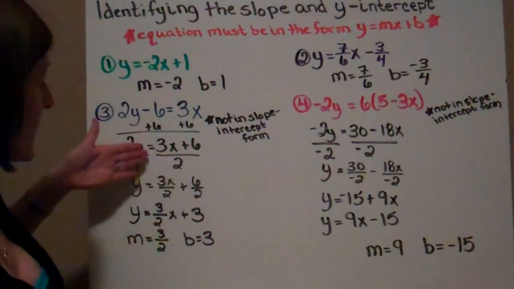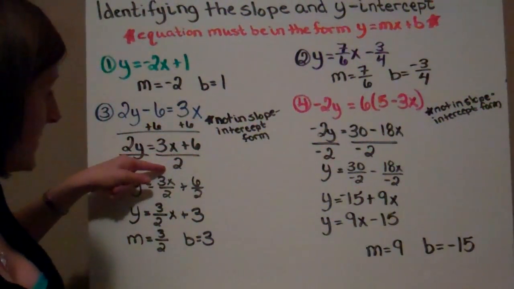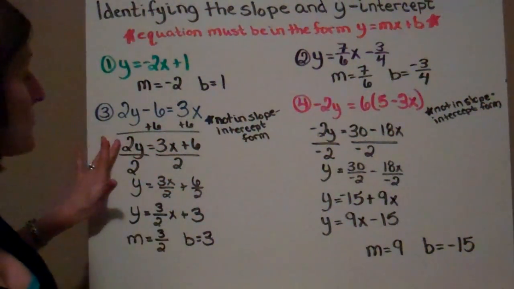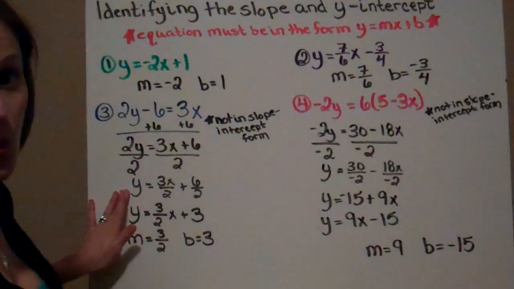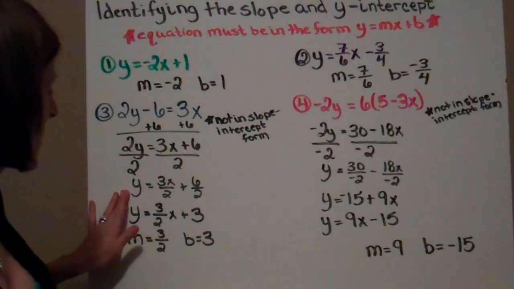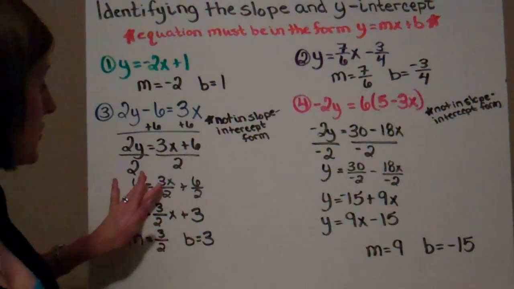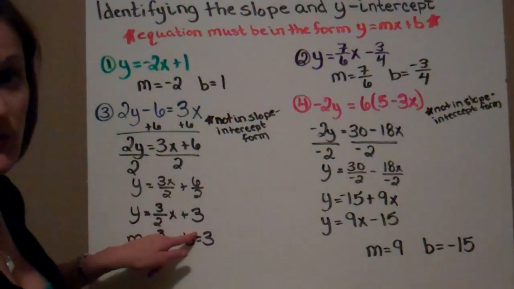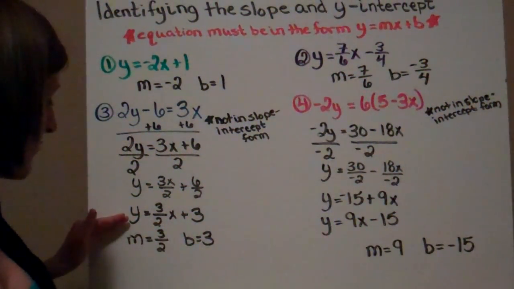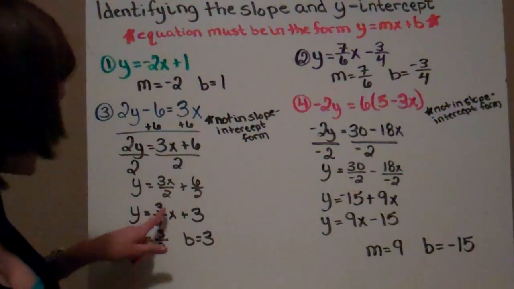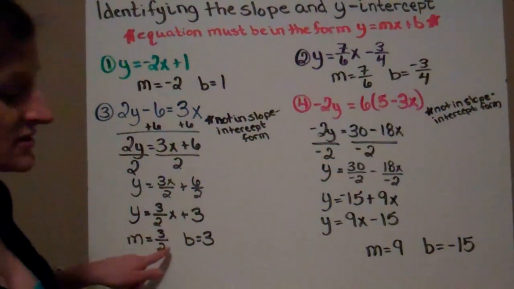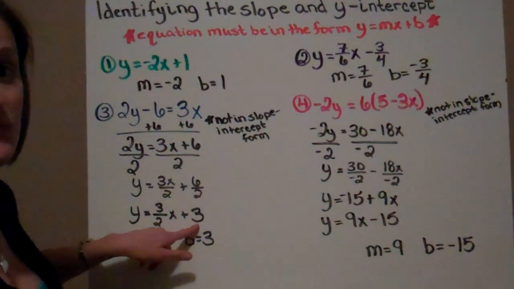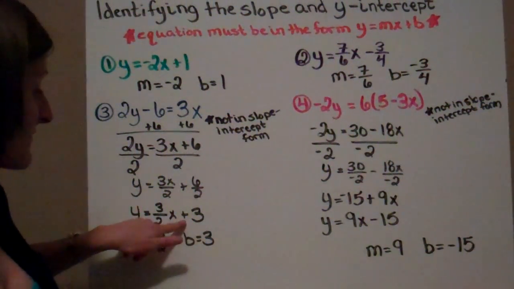Now, I can divide this up into 3x divided by 2 and 6 divided by 2. Remember, 2y divided by 2 is just 1y, or just y. So this 3 over 2x is 3/2 x, and 6 divided by 2 is 3. So now we're in slope-intercept form. My slope is what's in front of the x, 3/2. So 3/2 is my m. My b, or my y-intercept, is going to be 3, and it's positive because I've got plus 3.